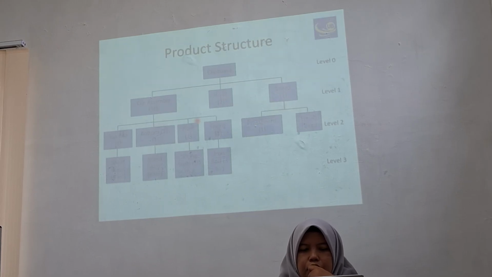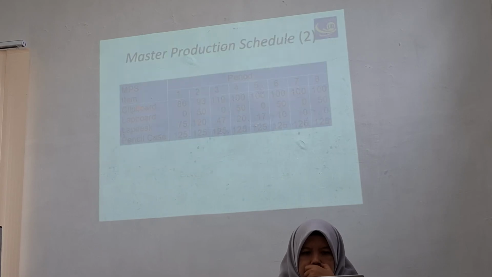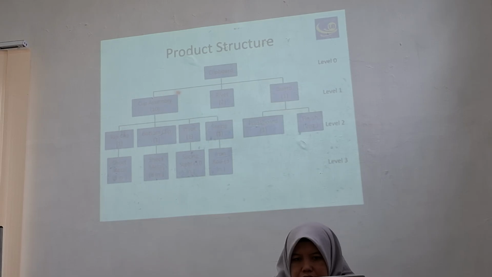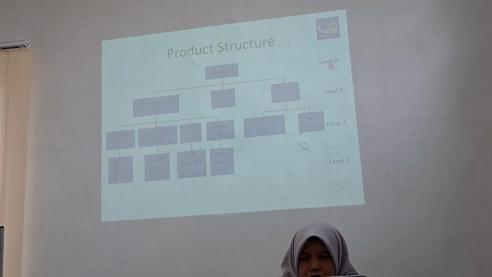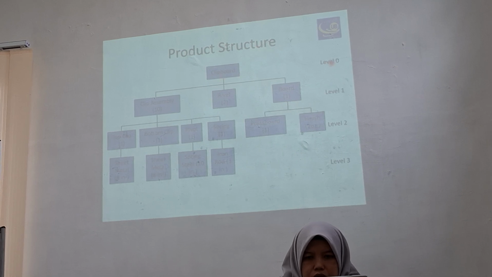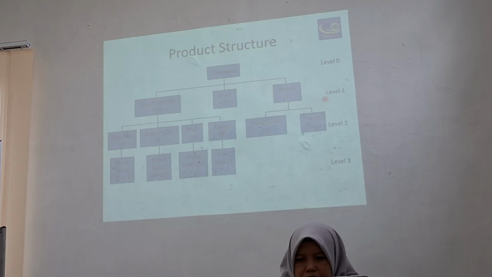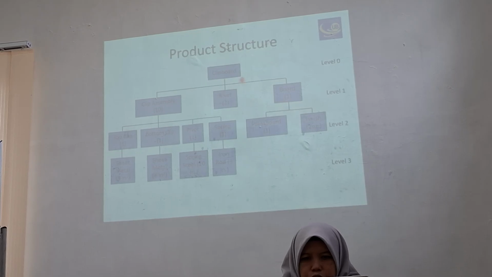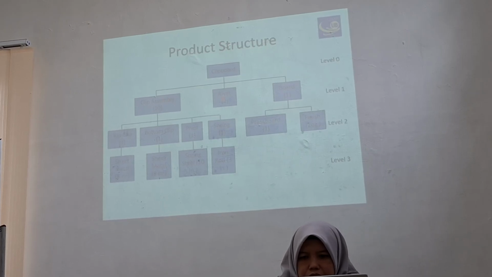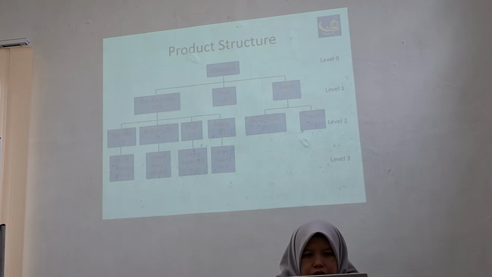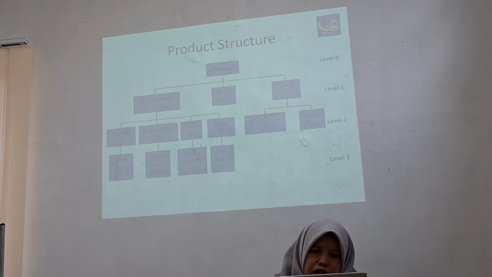Next, we will discuss the clipboard. We just learn about one product. In the clipboard, we can see this diagram. One clipboard is shown as a product structure or bill of material. For the clipboard, level 0. Level 1 is the material assembly. To make one clipboard, it requires a clip assembly, refill, and board.